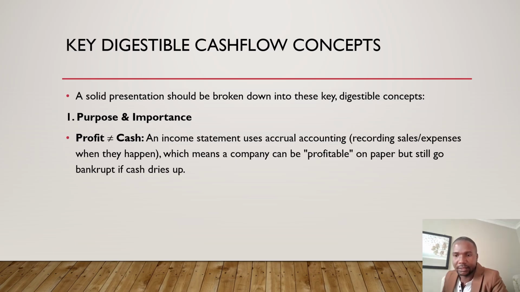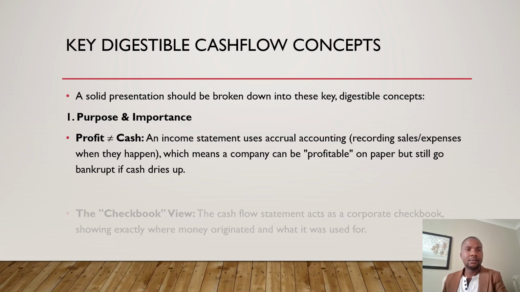in one of our lessons where we were talking about the most common accounting concepts. So under the accruals accounting concept, you record sales and expenses when they happen, regardless of whether the cash has been paid or not. Okay, so that means a company can be profitable on paper but still go bankrupt if the cash dries up. Funny, but that's what it means, that profit is not always equal to cash. It's very rare for profit to be equal to the cash balance that a company has.